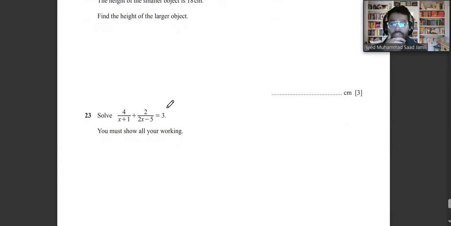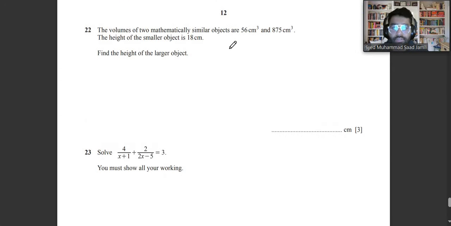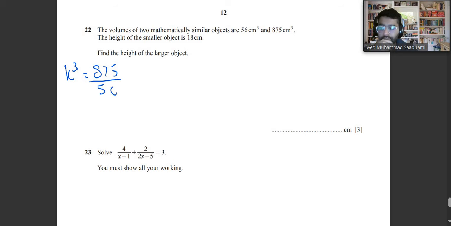Moving on to the next question. It says the volumes of two mathematically similar objects are 56 and 875. The height of the smaller object is 18. Find the height of the larger object. So the first step is we need to find the ratios. So k cubed equals 875 over 56. You would cube root it, so you will get 125 over 8, and then k equals 5 upon 2. Alright, k equals 5 upon 2.